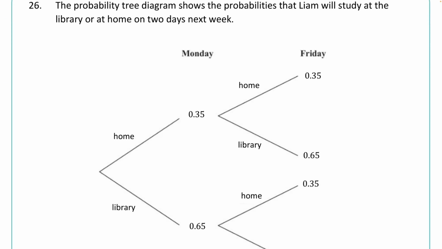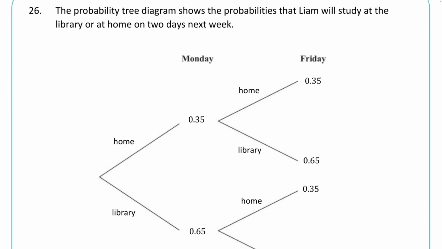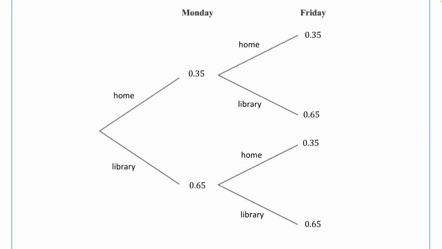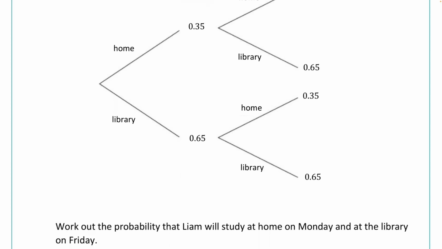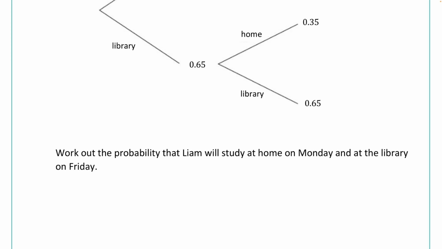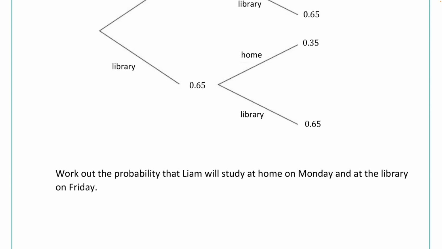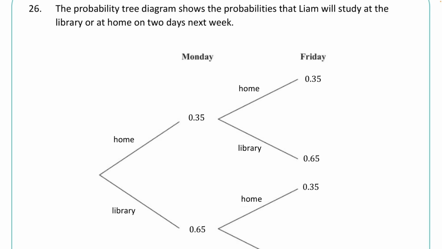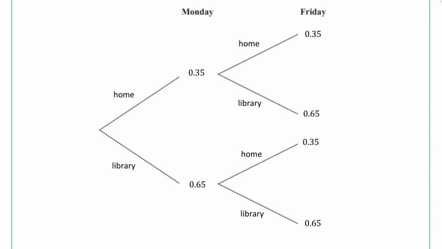This next question, we have a probability tree. It says the tree diagram shows the probabilities that Liam will study at the library or at home on 2 days next week. So we have home and library, 0.35 for home, 0.65 for library. It says work out the probability that Liam will study at home on Monday and then at the library on Friday. So we have a particular journey through the tree. At home, which passes through 0.35, and then at the library on Friday, which passes through 0.65.